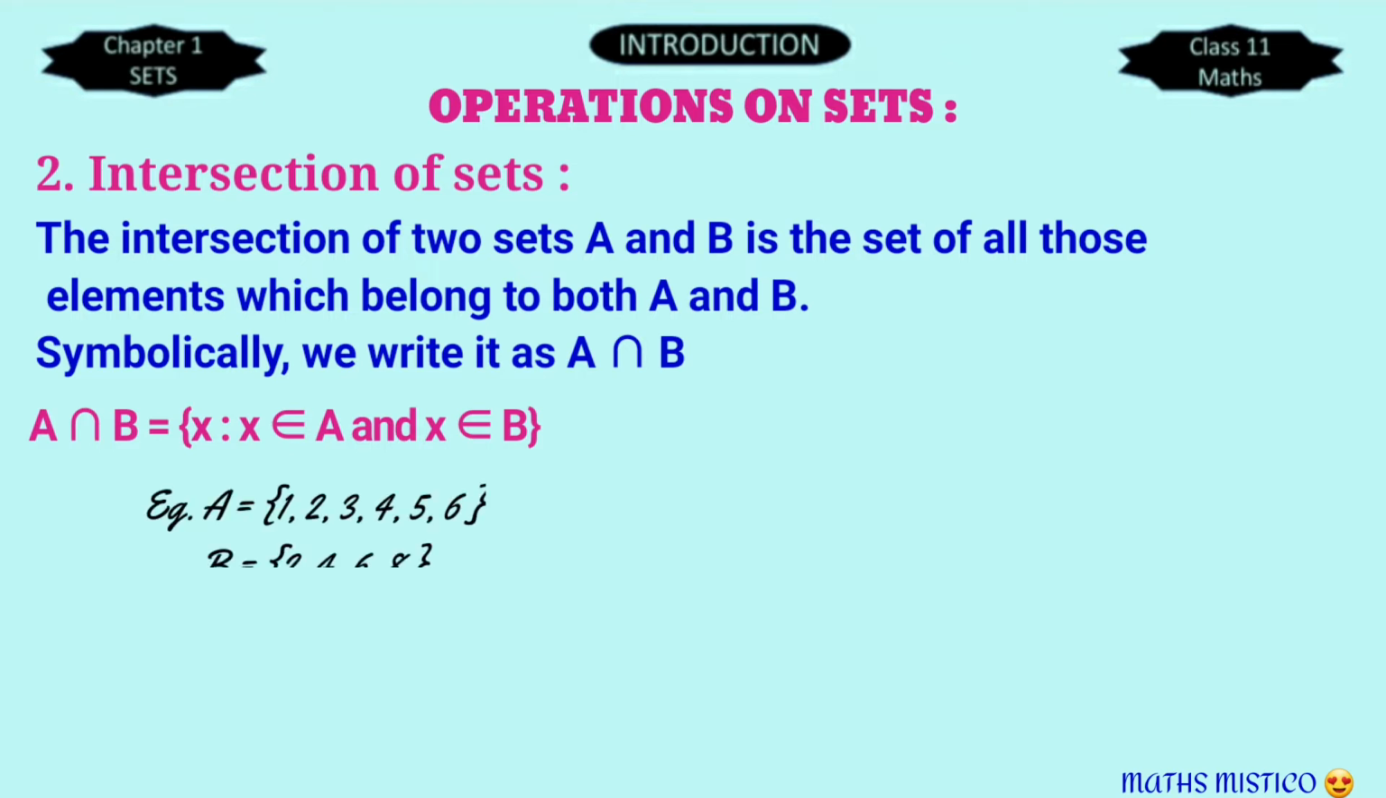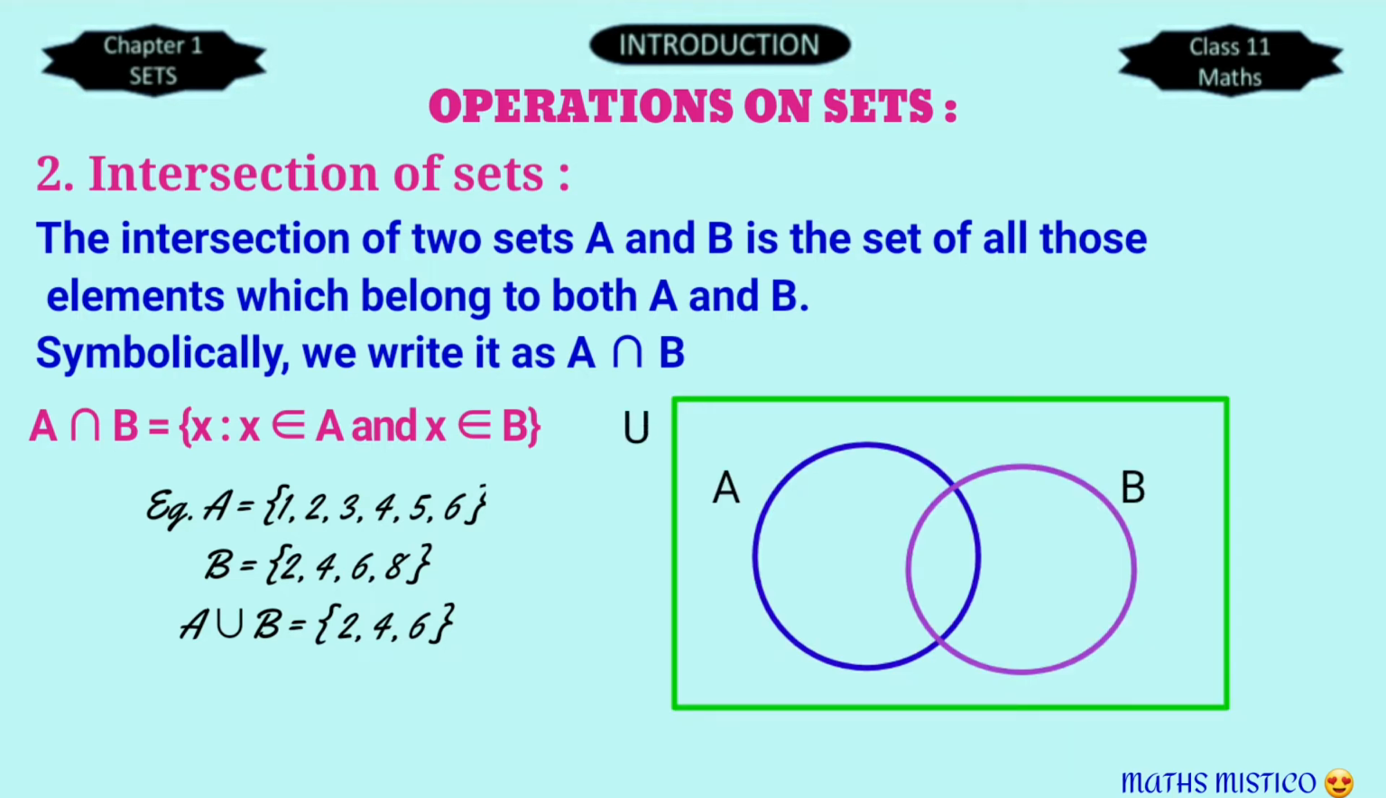In the previous example, A intersection B is equal to {2, 4, 6}. And pictorially we can represent it by the following Venn diagram. Here we have shaded the common area to represent A intersection B.